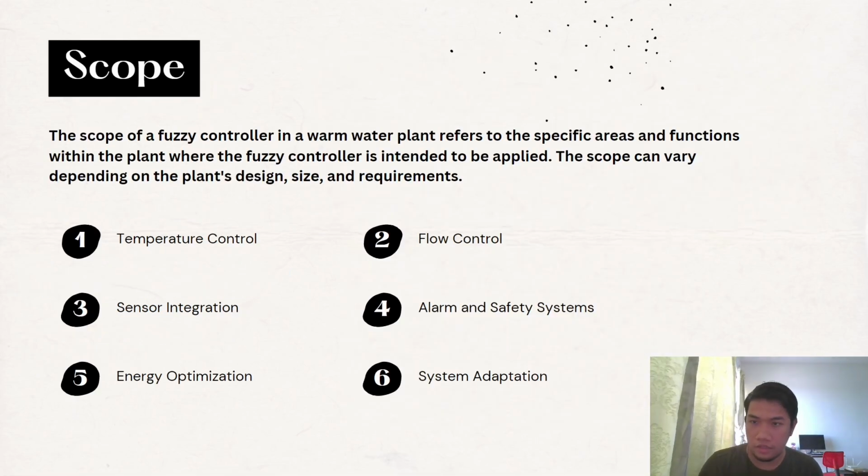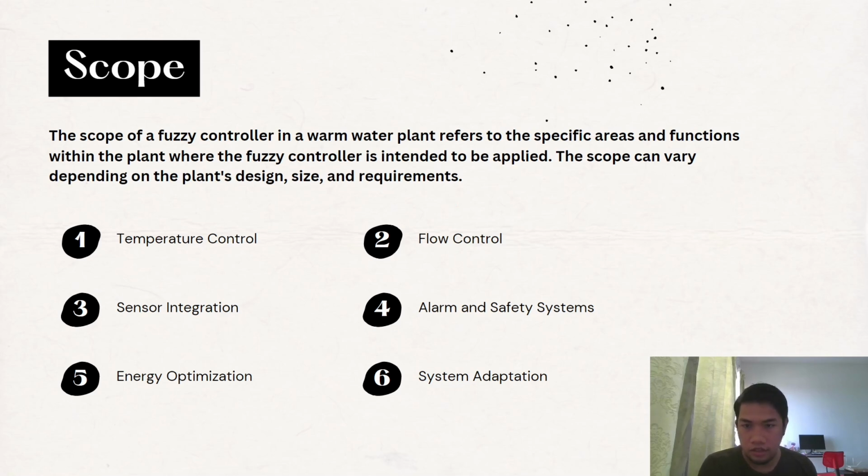So, next, moving on to the scope of a fuzzy controller in a warm water plant. The scope of a fuzzy controller in a warm water plant refers to the specific areas and functions within the plant where the fuzzy controller is intended to be applied. The scope can vary depending on the plant's design, size, and requirements. So here are 6 scopes of the warm water plant fuzzy controller.